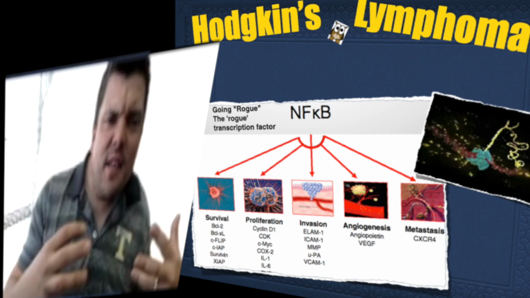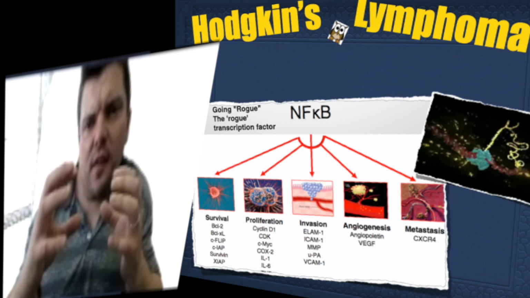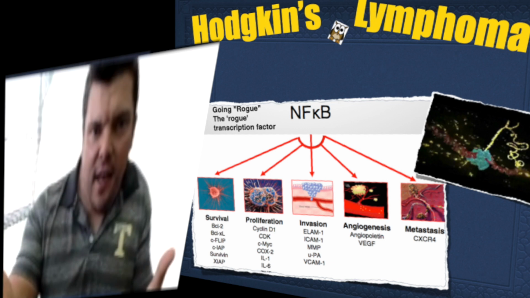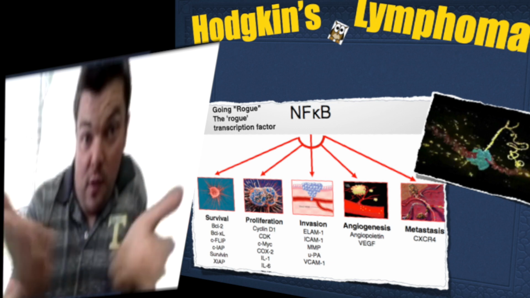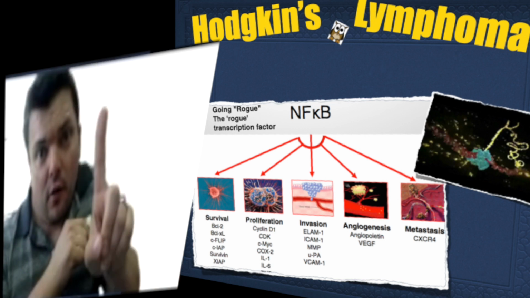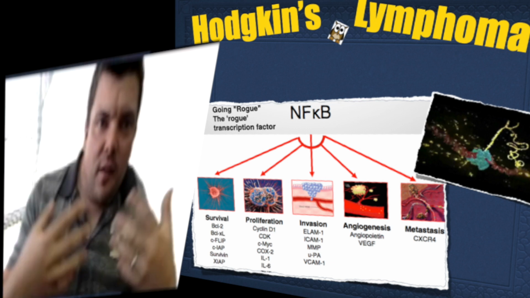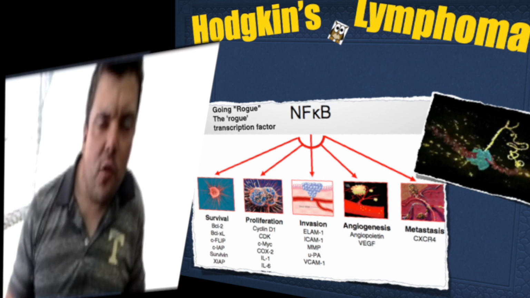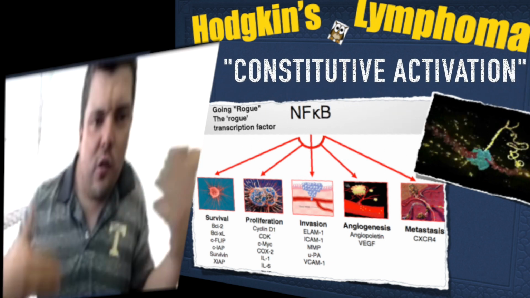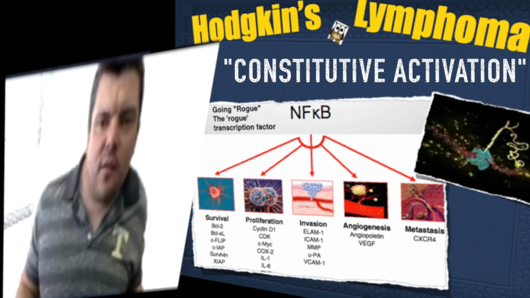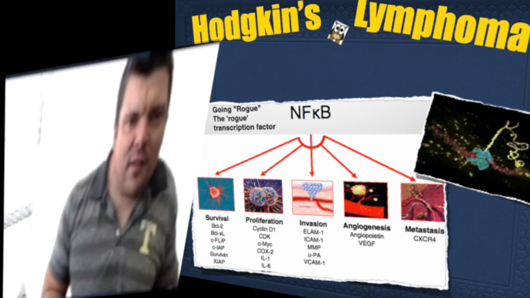So, in this particular setting, the normal cell signaling that would turn NF-kappa B on, NF-kappa B is an inflammatory transcription factor. Inflammation should be temporary. You cut your finger, it inflames, it heals up, and then it turns off. In about 50% of Hodgkin's lymphoma patients, NF-kappa B is just constantly saying, whoa, we're going to transcribe all these healing genes and grow new blood vessels. And that's not good. That is not good at all.